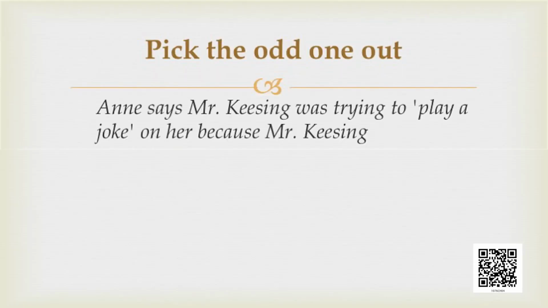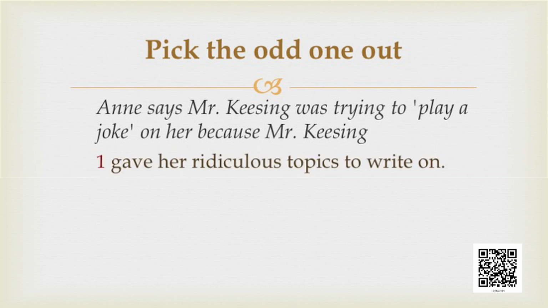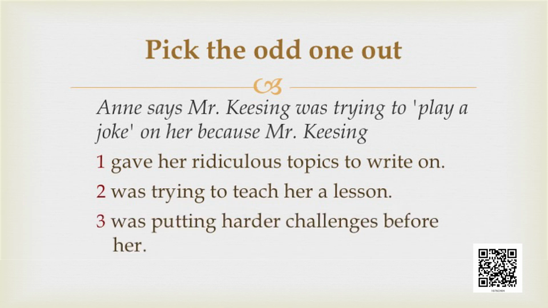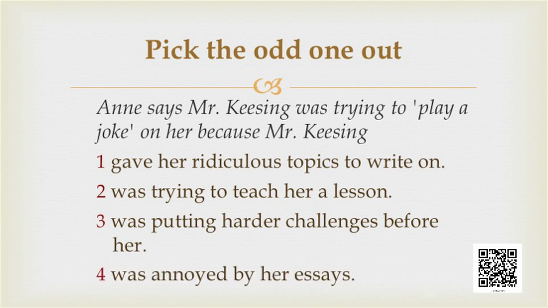There is another question for you. Once again, you have to pick the odd one out. Anne says, Mr. Keesing was trying to play a joke on her because Mr. Keesing gave her ridiculous topics to write on. Number 2, was trying to teach her a lesson, was putting harder challenges before her, was annoyed by her essays. Yes. Once again, the fourth one is the odd one out.